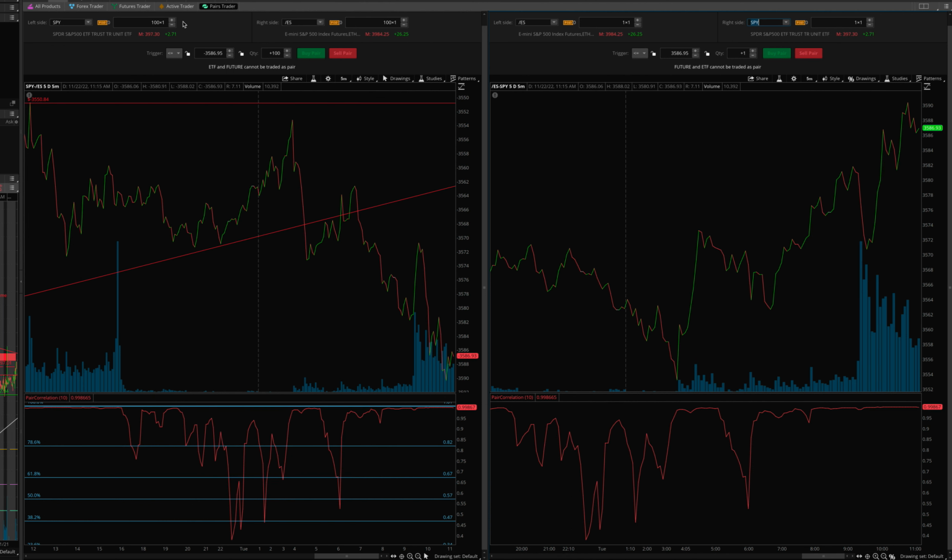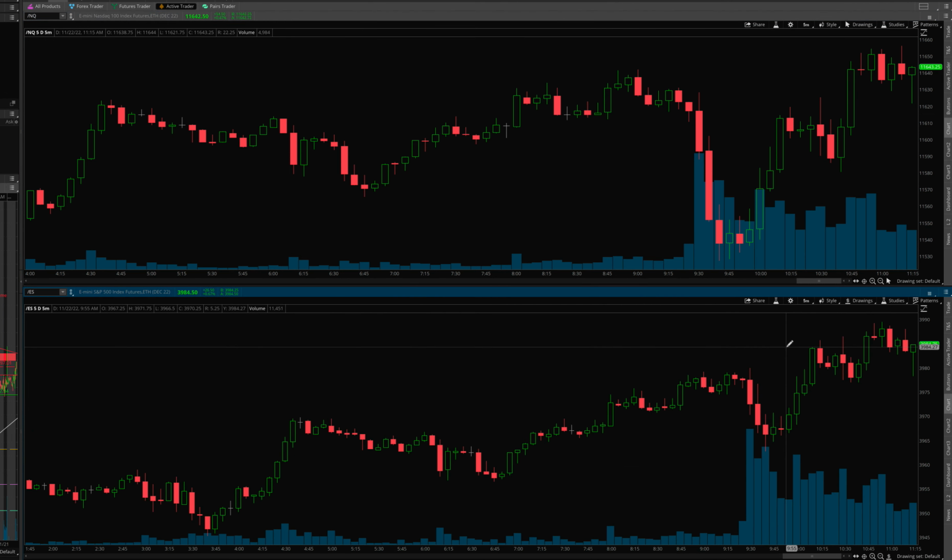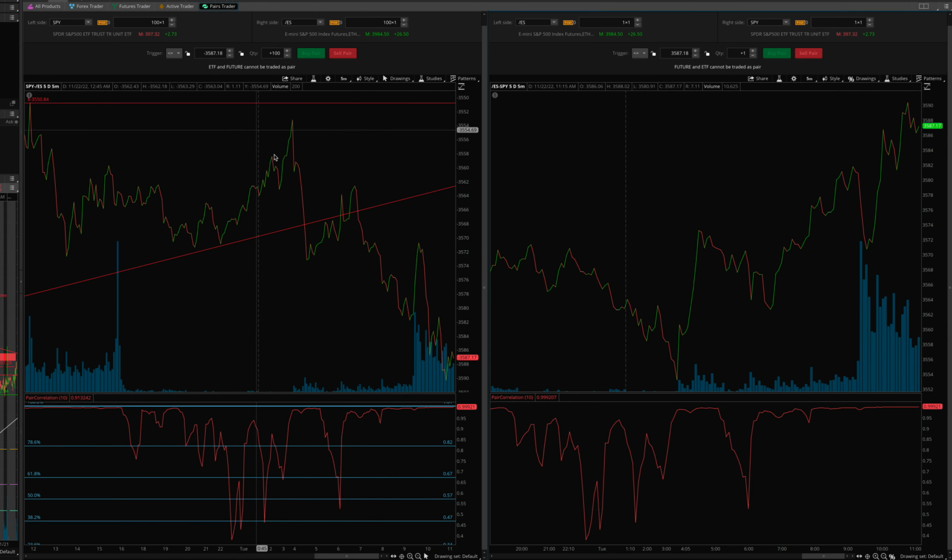So it seems like it's bouncing a little bit, pulling back. Yep, it's bouncing right there to confirm. So if you want to follow it, this is the configuration that you want to do.